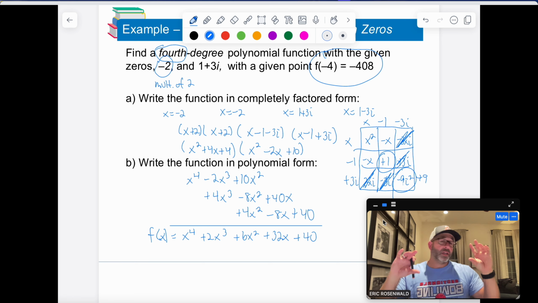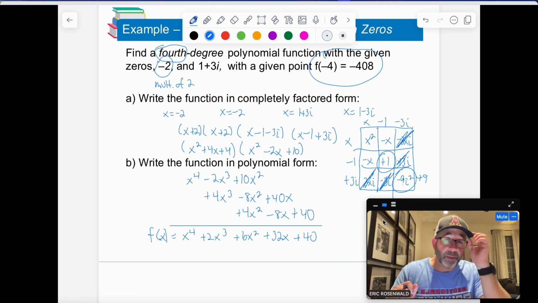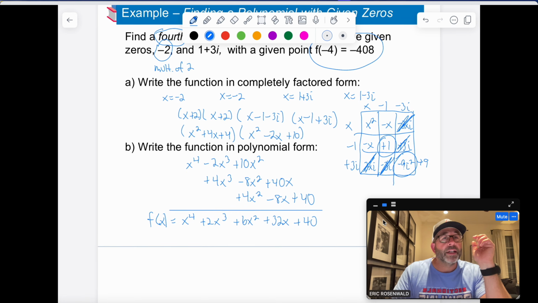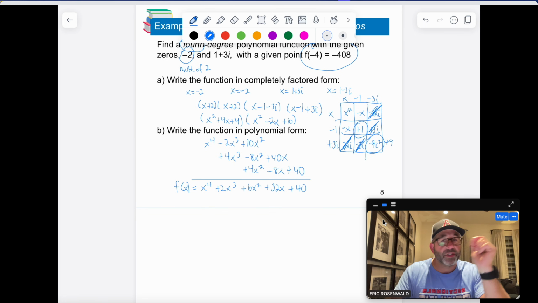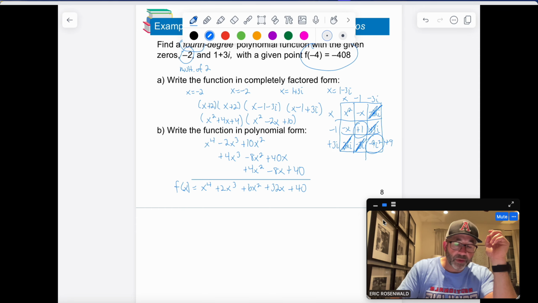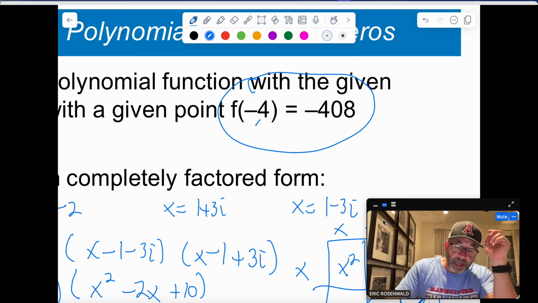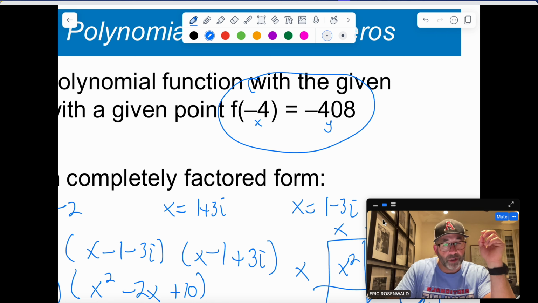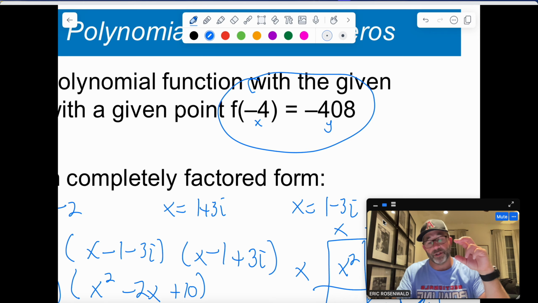This point can cause my graph to flip over. It can be stretched. It could be shrunk. We don't know what's going to happen until we actually plug it in. So -4 and -408 has to be placed into this. Well, what letters are they giving me? They're saying when x is equal to -4, y is going to equal -408. When I input a -4, I get a -408.